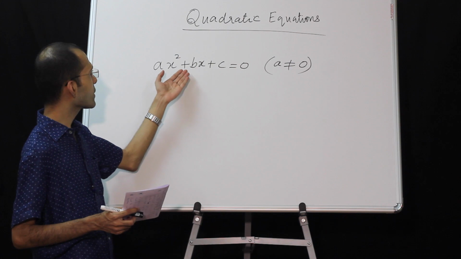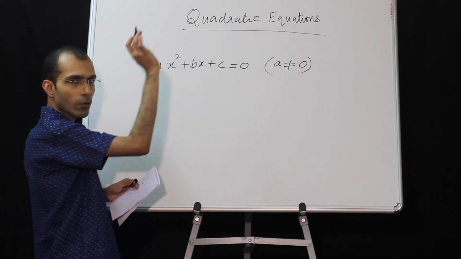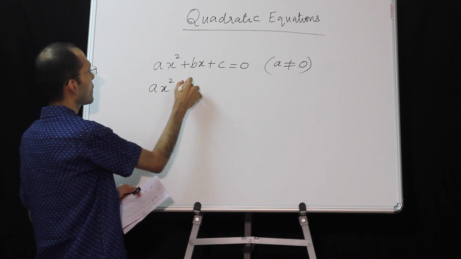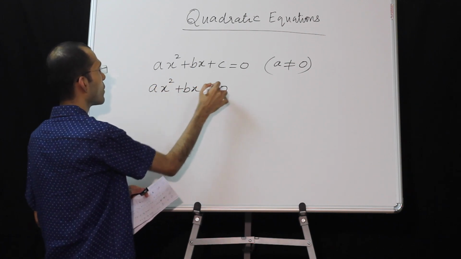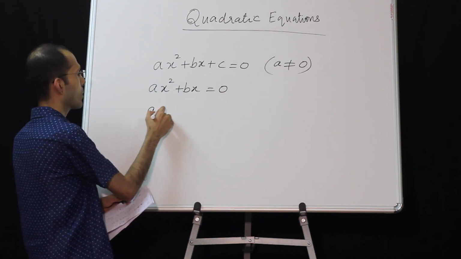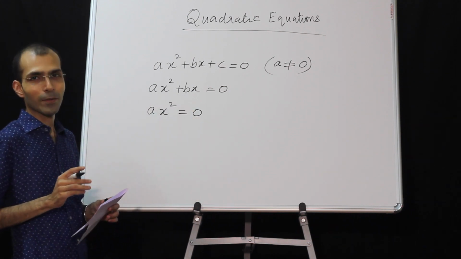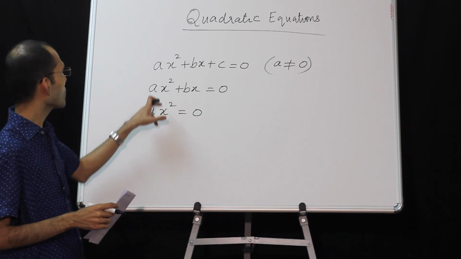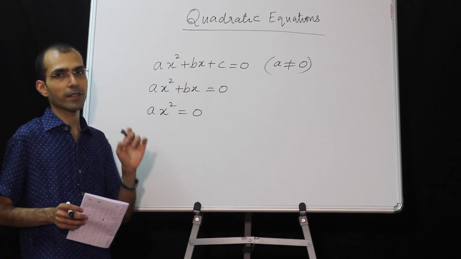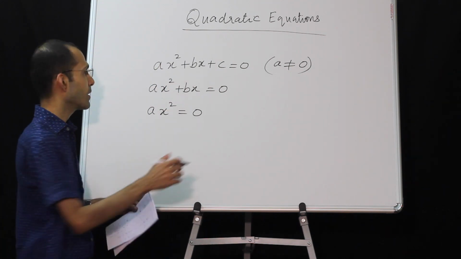However, there is no condition on b or c. So if we have say c is 0, it is not existing. We can have something like ax square plus bx equaling 0. Even this is a quadratic equation. Look at this, ax square equaling 0. Even this will be a quadratic equation. So what is important to notice is that the coefficient of the square term should not be 0. So these are all different examples of quadratic equations.